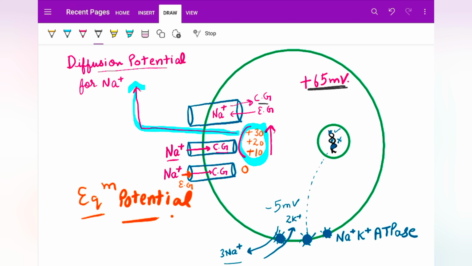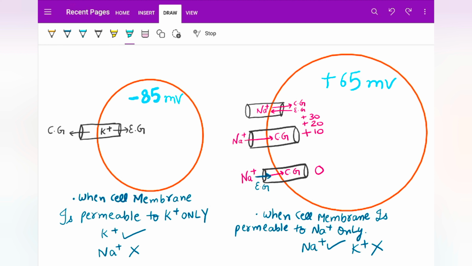What I'm trying to say is at plus 65 millivolt, there will be no net movement of sodium across the membrane. The net movement becomes zero despite the fact that membrane is still permeable to sodium. Also, when equilibrium potential will be achieved, look at these channels here. They will be open, but there will be no net movement across them. Let's say if two are going in, two are going out. So no net movement. Now let's try to draw some conclusions.